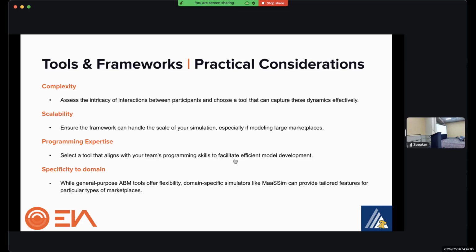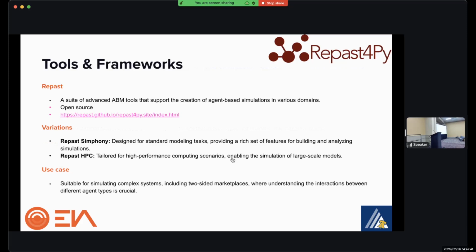We need to consider programming expertise. Some of the tools require more advanced programming skills, while others do not. So we should select a tool that aligns with our team's programming skills. And lastly, specificity to domains. General purpose agent-based model tools may offer more flexibility, but domain-specific simulators like MARSim can provide more tailored features for the particular types of marketplace under consideration.